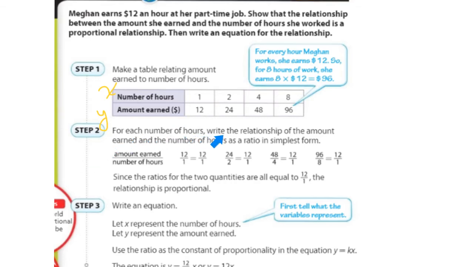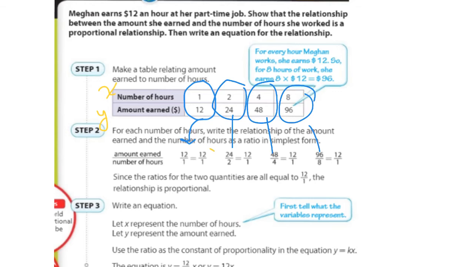For each number of hours, write the relationship of the amount earned and the number of hours as a ratio in simplest form. So what they did is they took the amount earned compared to the number of hours. Now it's very important that you read this carefully. It says write the relationship of the amount earned. They talked about the amount earned first. That goes on top. The number of hours is second, so the number of hours goes as your denominator. So that goes on the bottom. They took 12 and 24, 4, 48, and 8, 96.